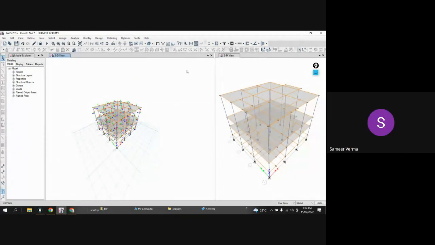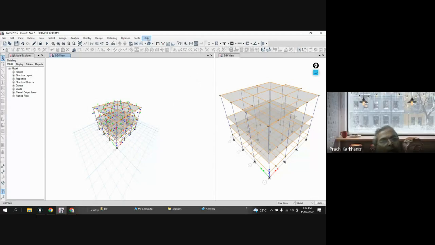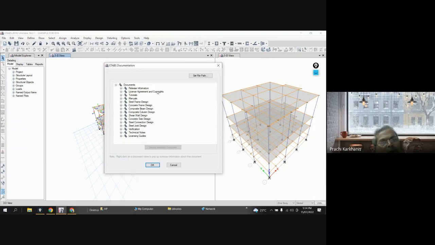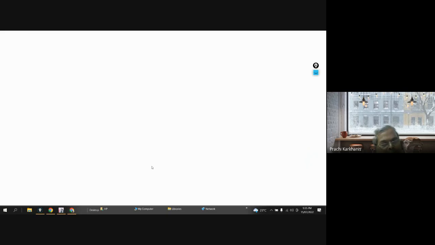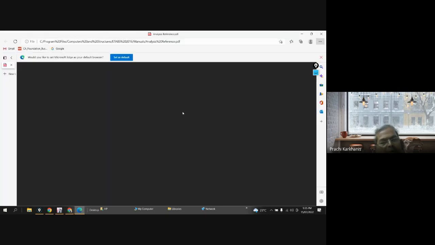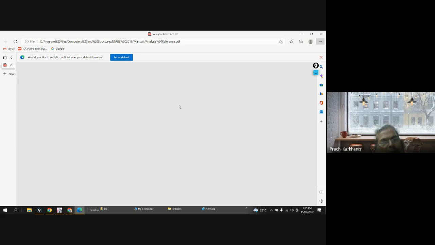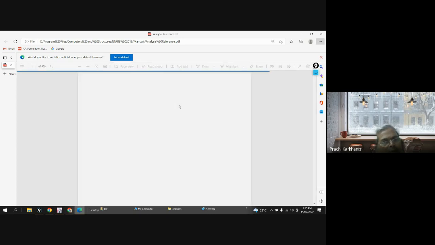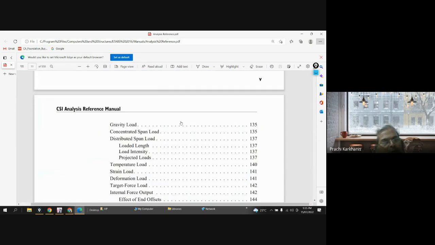And if you want all those things, you can do it over here. Go to this documents, and in documents you can go to manuals, and in manuals you can go to analysis reference manual. You can click display, and you will get everything.